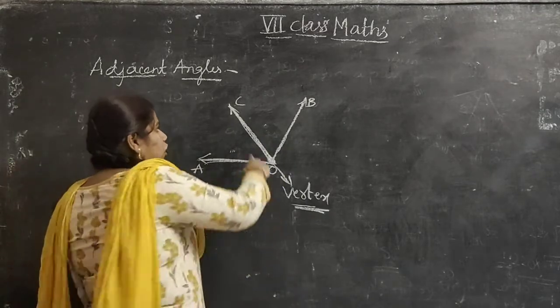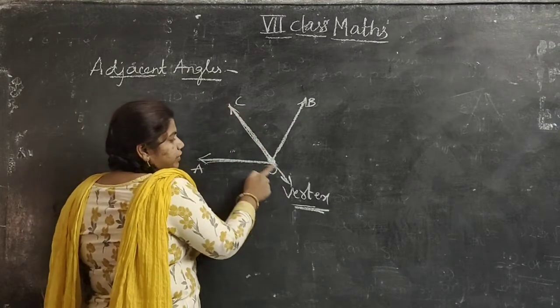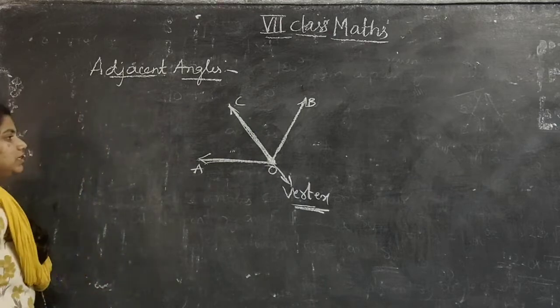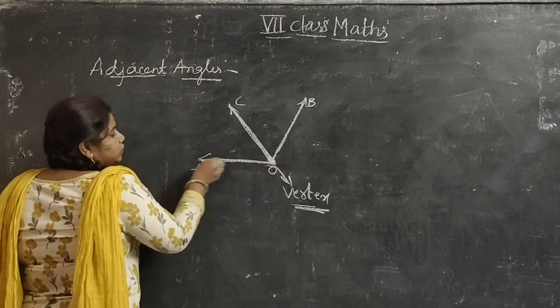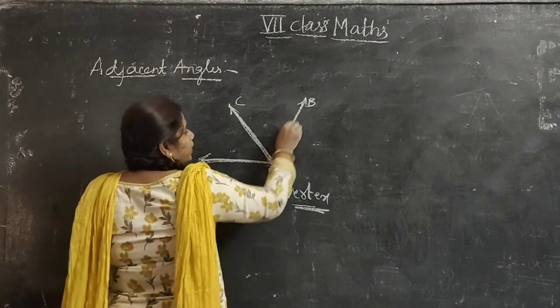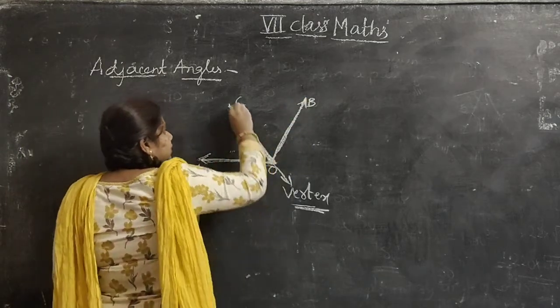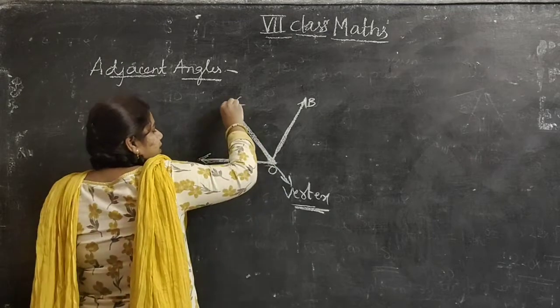Angles having a common arm and a common vertex, we will call them adjacent angles. Next, OA is one ray, and OB is another ray. So what are the two angles here? AOC is one angle and the other angle is COB.